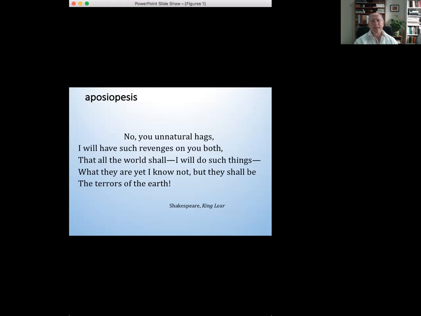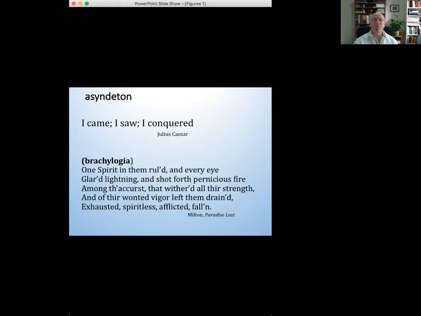and he says, "No, you unnatural hags, I will have such revenges on you both that all the world... I will do such things. What they are yet I know not, but they shall be the terrors of the earth." Aposiopesis, a kind of interruption of an utterance, often leaving the utterance incomplete and resulting in a moment of silence. Aposiopesis, the traditional name for that type of unusual utterance or sequence of words.